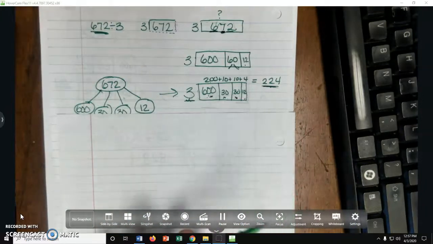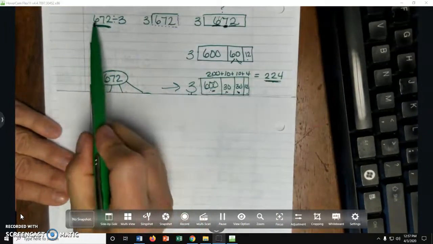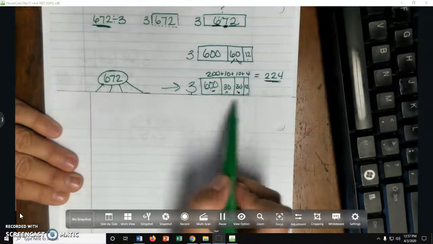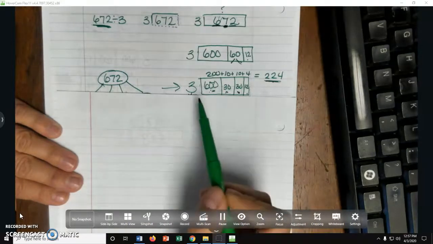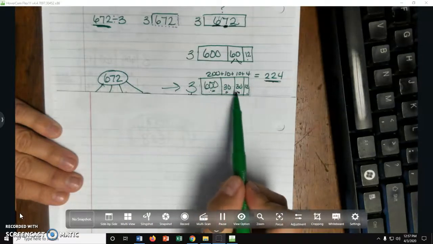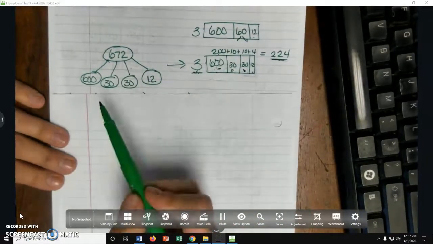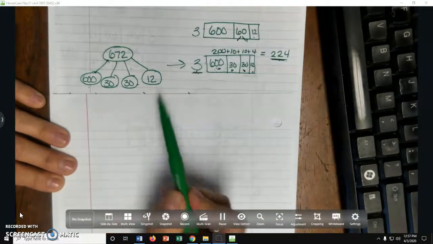The next part of your assignment asks you to do a number bond. In our number bond, we start with our whole. Our whole was 672. Let's look at this example, because that's the one we've solved. When we look at our number bond, how many parts are we going to break it into? We're going to break it into 4 parts. So it's the same parts that are over here: 600, 30, 30, and 12.